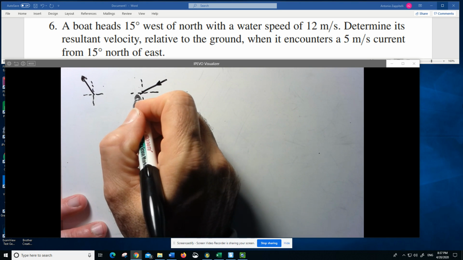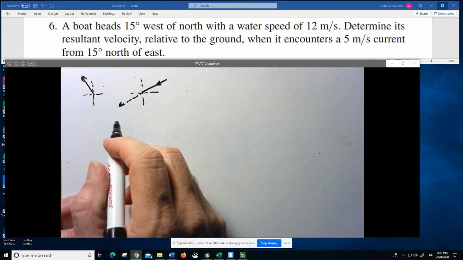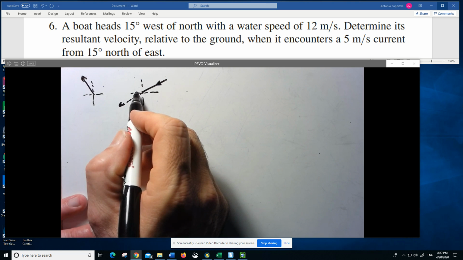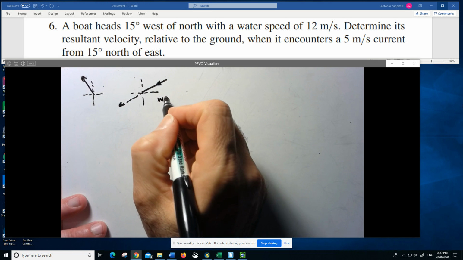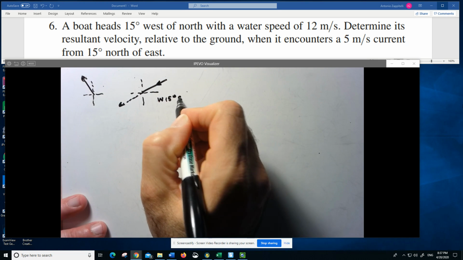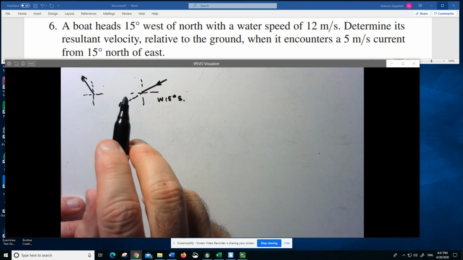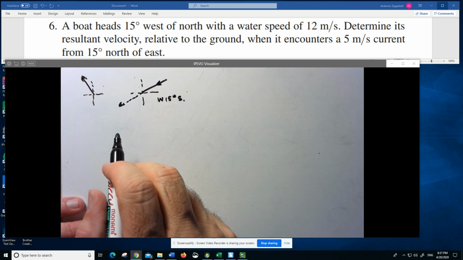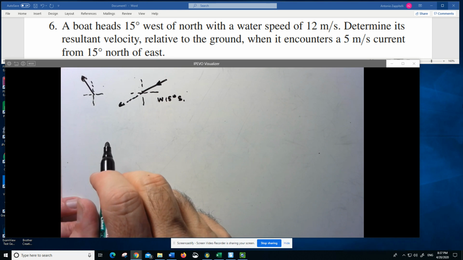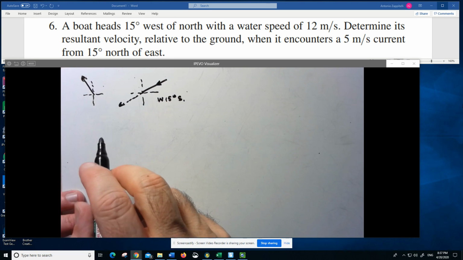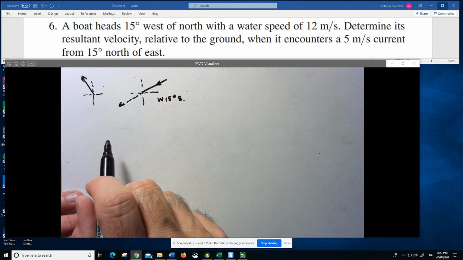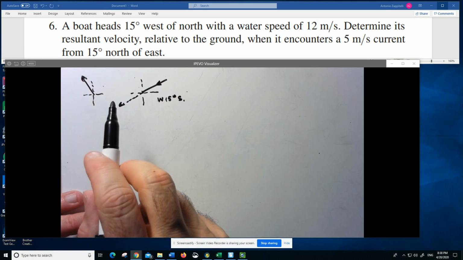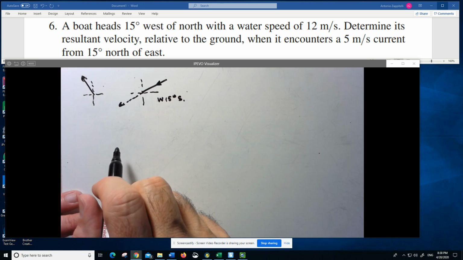So that means it's actually going to be traveling west 15 degrees south. Okay, so very important to read the question carefully to make sure we are clear on what information they're giving us. All right, so let's add these two vectors together because we know that the ground velocity is going to be given by the velocity of the craft itself plus the velocity of the current.